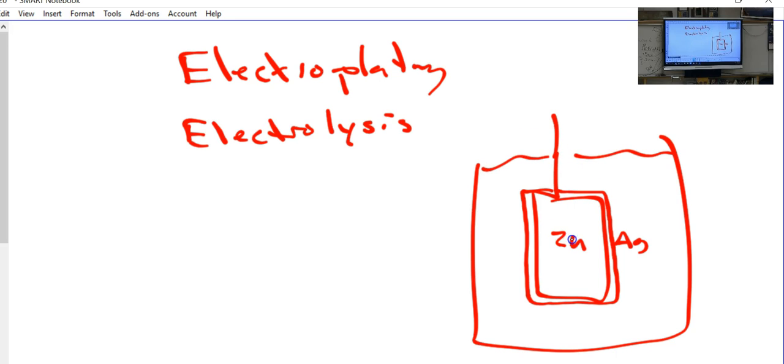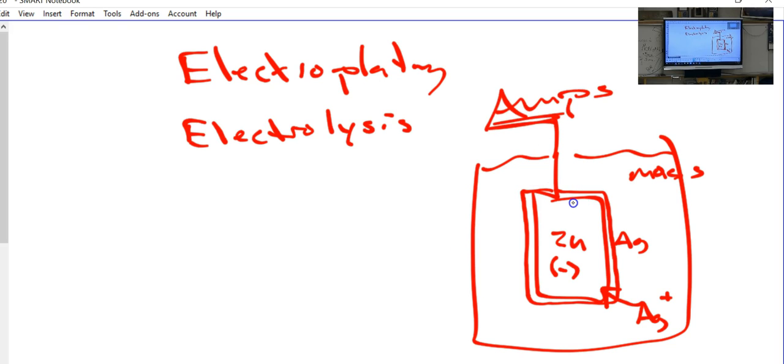All right, so what you have in here is zinc metal and Ag+. What you do is you cause this to become negative, and the Ag will stick to it. It will stick to it forever, unless it's scraped off physically. But anyway, the math we're going to do is we're going to determine the gain in mass of this thing. We can also determine the amps that we need to supply to this thing to get it to do what it needs to do.